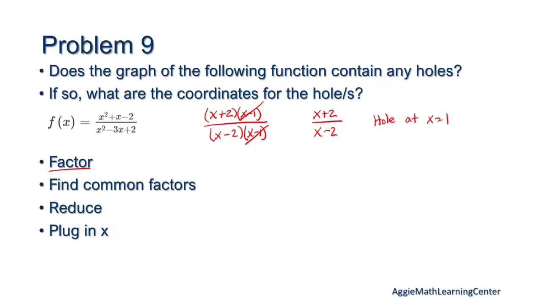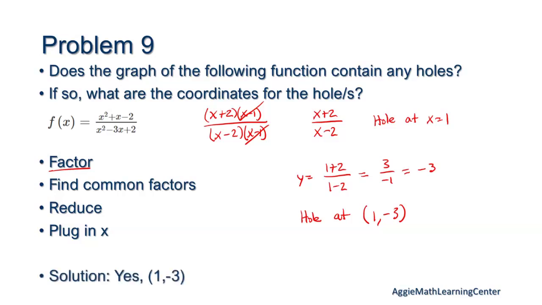We found the common factors, we reduced, and now we're going to plug in x to the reduced form. So we know that the y value is going to equal 1 plus 2 over 1 minus 2, which is equal to 3 over negative 1, which is equal to negative 3. So we have a hole at the coordinate (1, -3). Any questions with holes? Okay.